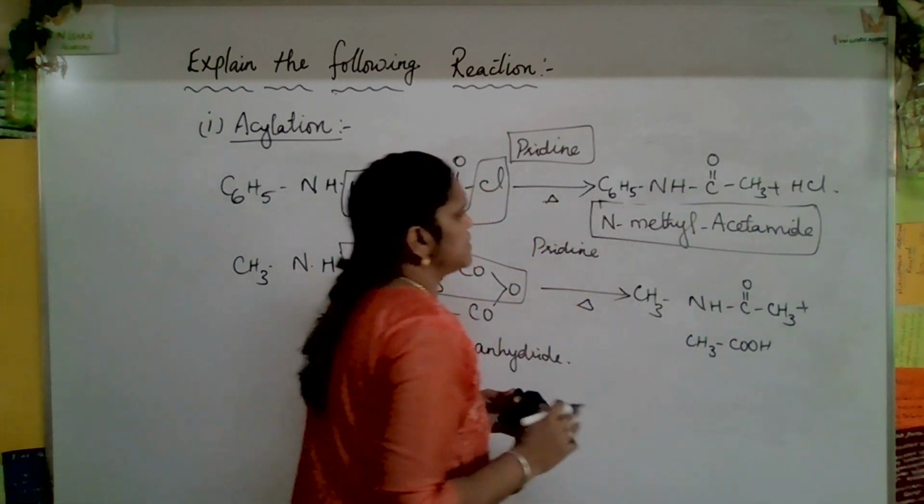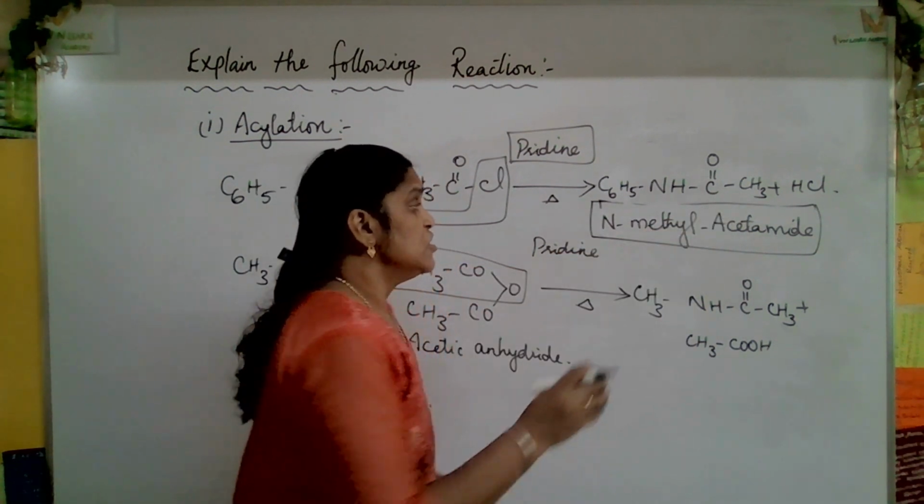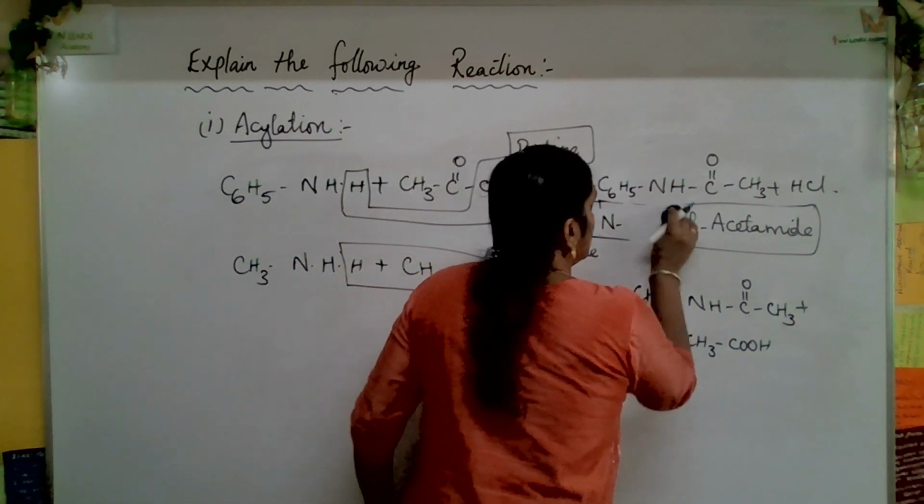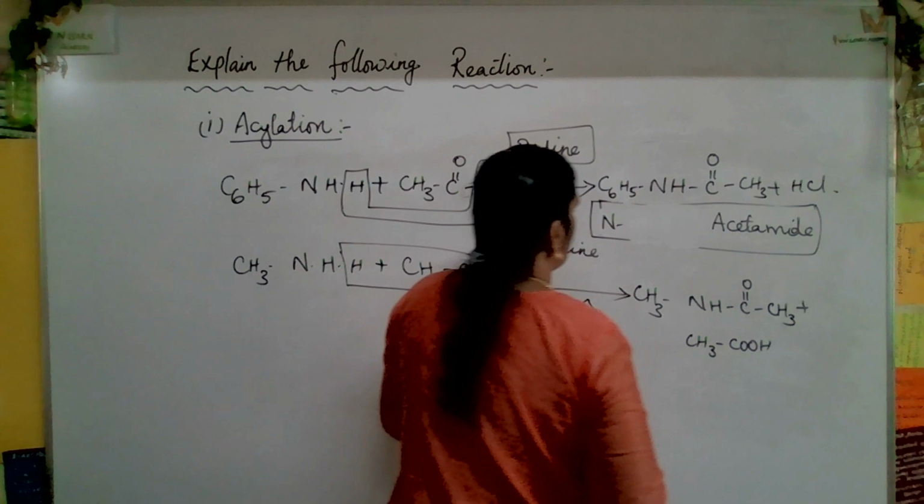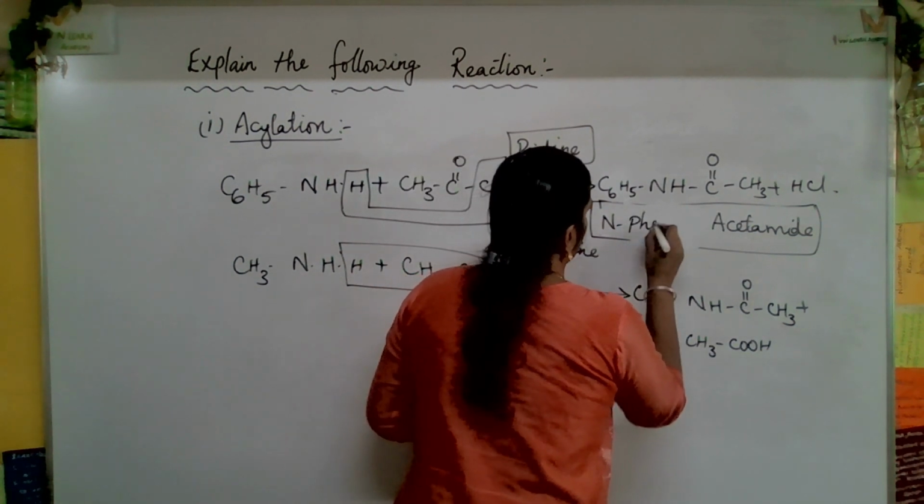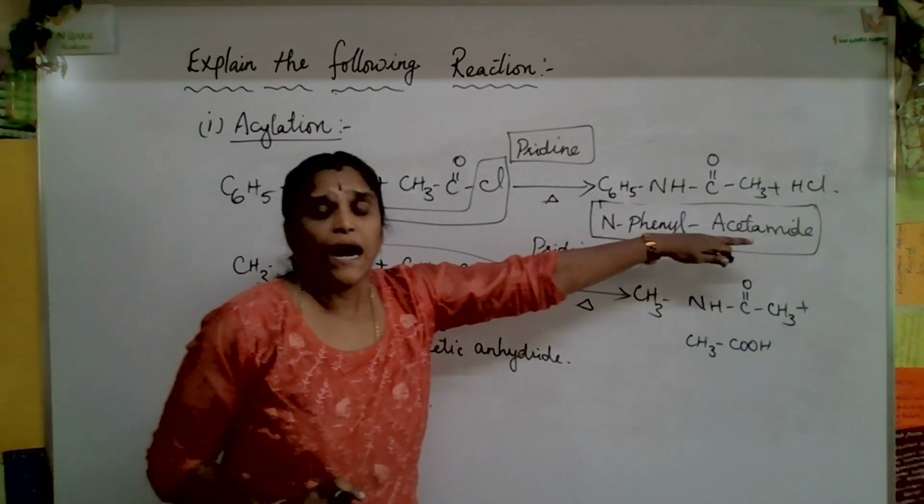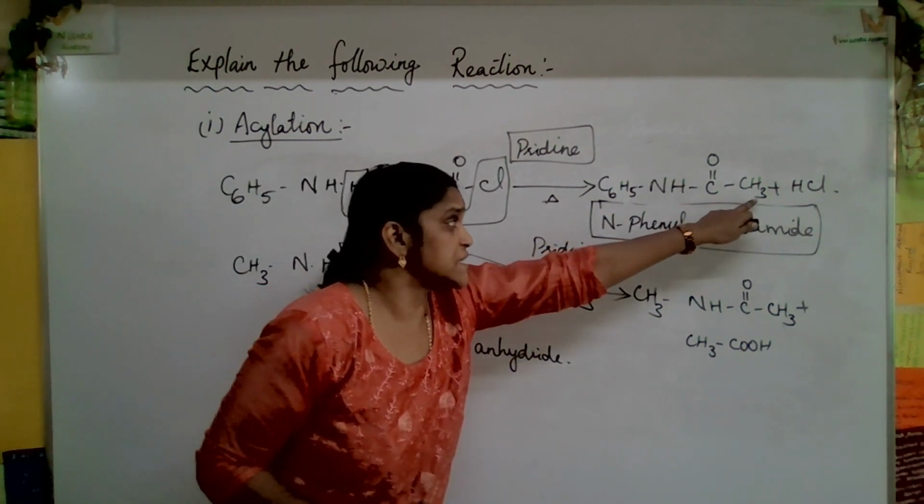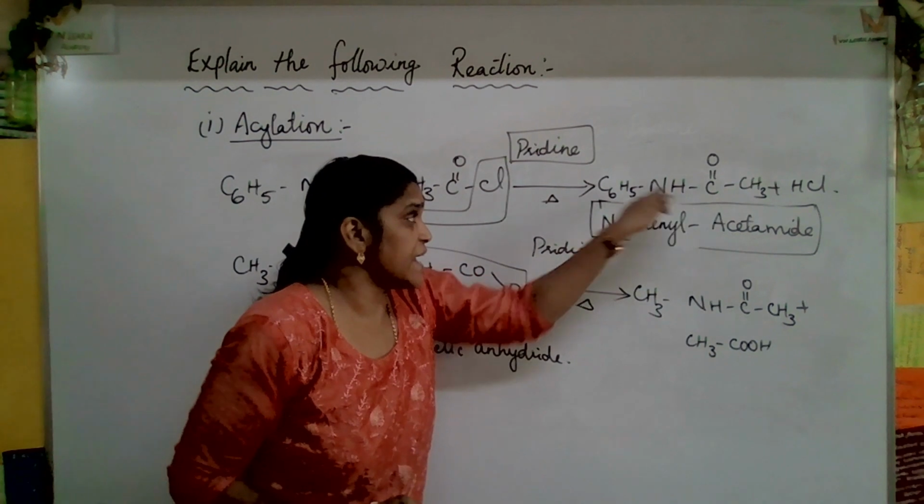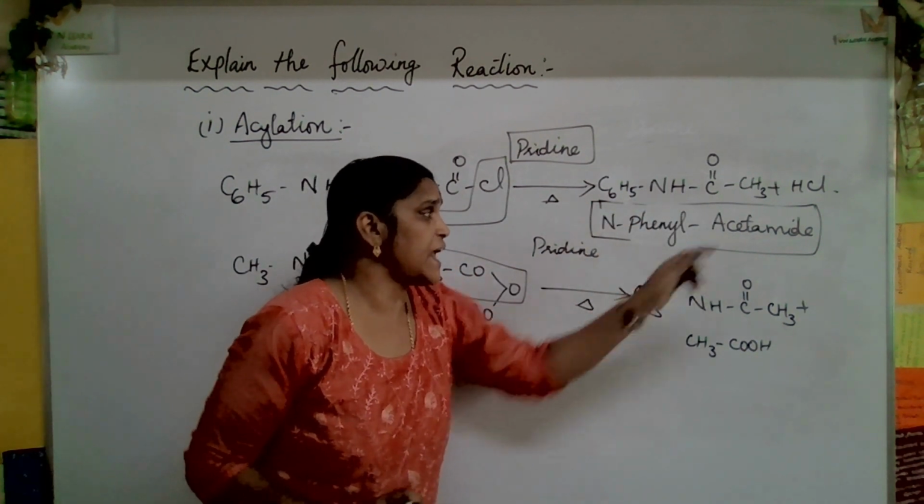C6H5NHC(=O)CH3. So what is the name of it? N-phenyl acetamide. Okay, hope you're clear. CH3CONHC6H5, so N-phenyl acetamide.